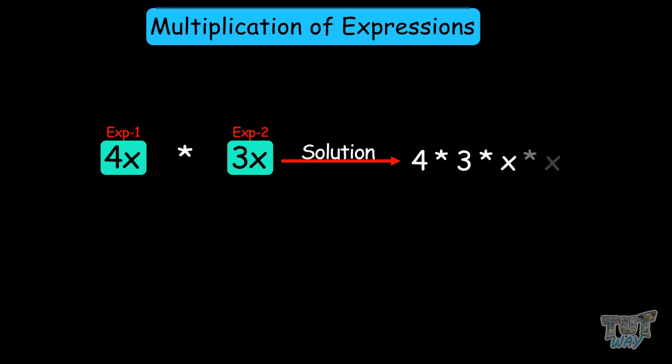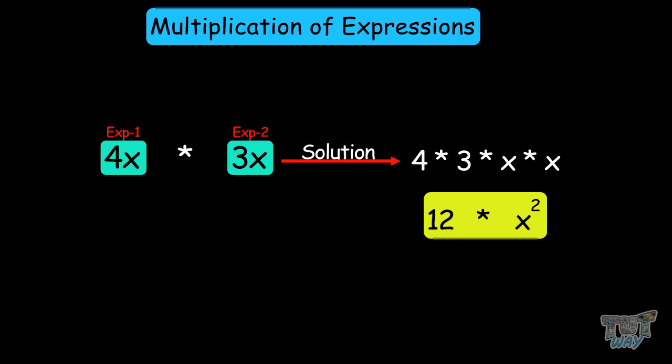So multiplying the coefficients, we get 4 times 3 is 12. X times x is x to the power of 2. Now when you have multiplication sign in between the coefficient and the variable, you can omit that sign. And 12 times x squared is the same as 12x squared.